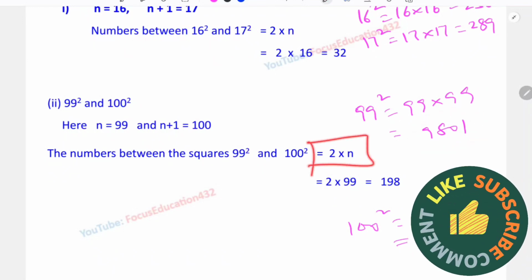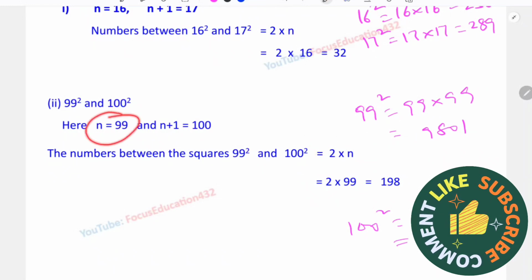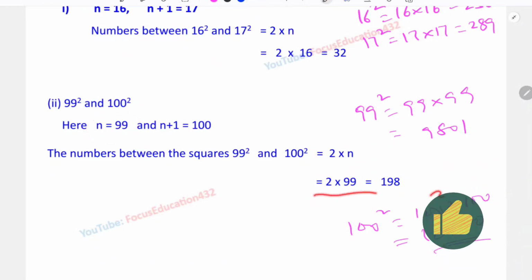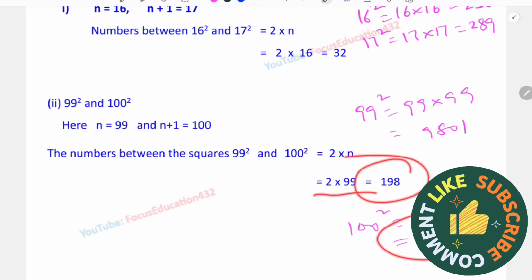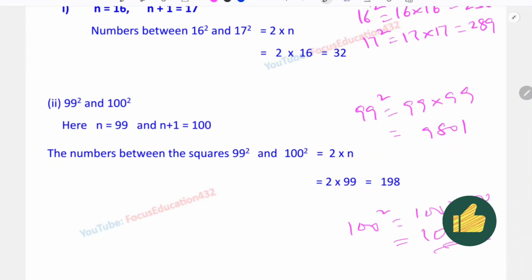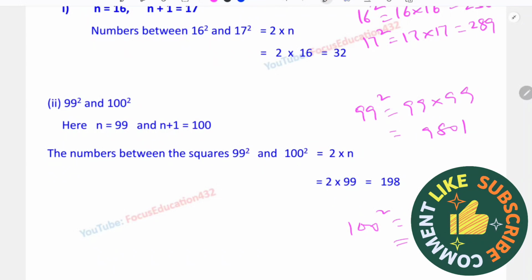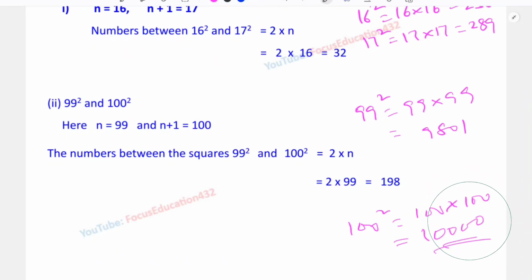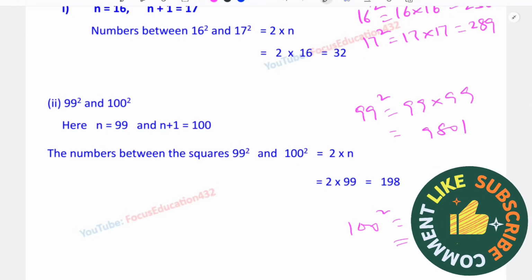Simply 2 multiplied by n. The first number is n, that is 99. So 2 multiplied by 99 is 198. So between 9801 and 10,000 you will be having 198 numbers. Clear? So hopefully it is clear to you.